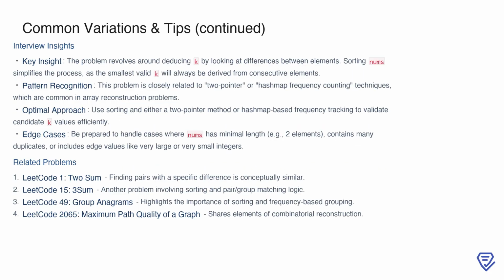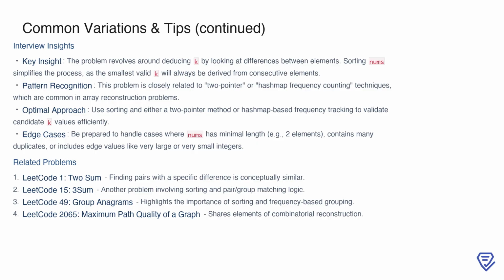Now, from an interview perspective, the crux of this problem lies in deducing k by analyzing the differences between elements. Sorting nums is a powerful strategy here, as the smallest valid k can often be derived from consecutive elements. This problem also draws inspiration from common techniques like the two-pointer method or hash map frequency counting, both of which are widely used in array reconstruction problems. To solve it optimally, you should consider sorting the array and then employing either the two-pointer technique or hash map-based frequency validation to efficiently test candidate values for k.